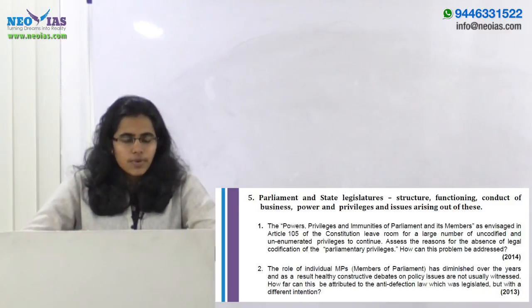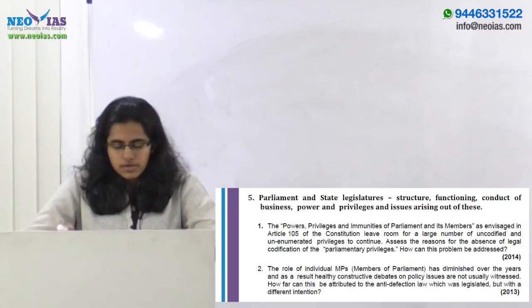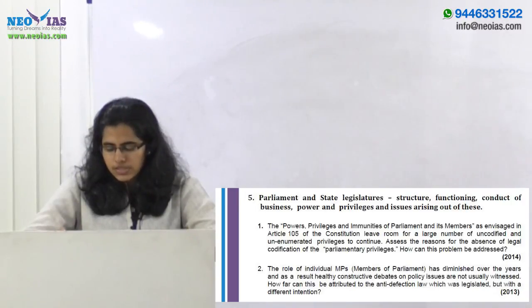Now, when you analyze the first question: the powers, privileges and immunities of the Parliament and its members as envisaged in Article 105 of the Constitution leave room for a large number of uncodified and unenumerated privileges to continue. Assess the reasons for the absence of the legal codification of the parliamentary privileges, and how this can be addressed.